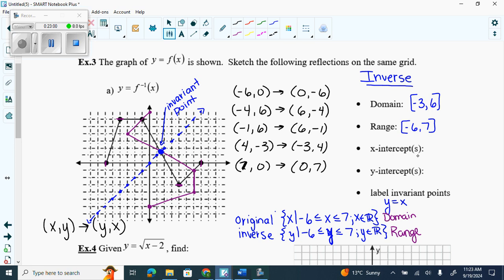X-intercept. Do I need to actually find the x-intercept of the inverse? No, I could get the what off the original? The y-intercept, which is at 0, 4. So it's going to be at 4, 0 now, right? They flip. And I want the y-intercept. I just go find the x-intercepts of the original. This one's 6, 0. This one's negative 6, 0 and 7, 0. Well, those are going to become 0, 6. That's right. Brain halted for a second. 0, negative 6, and 0, 7.